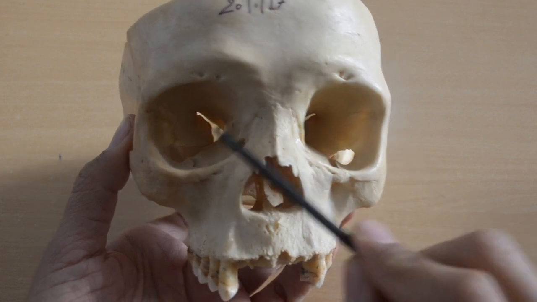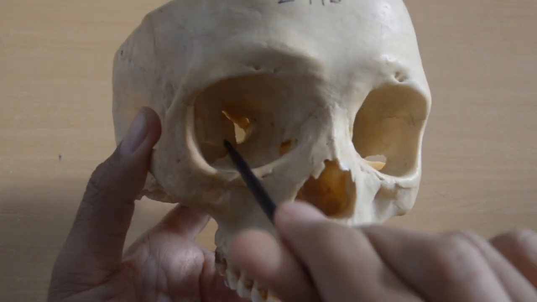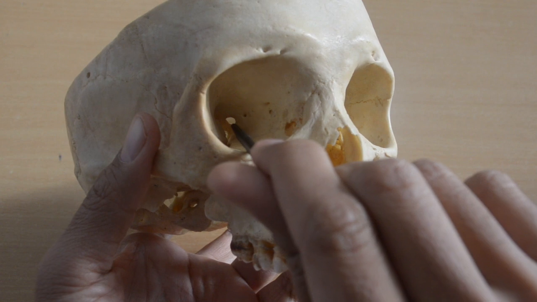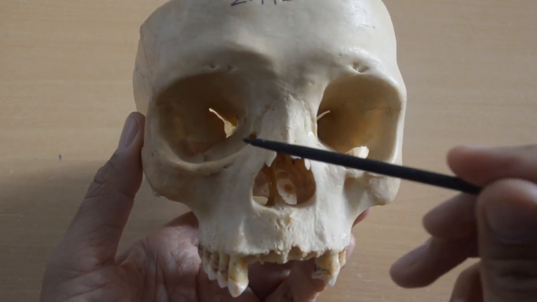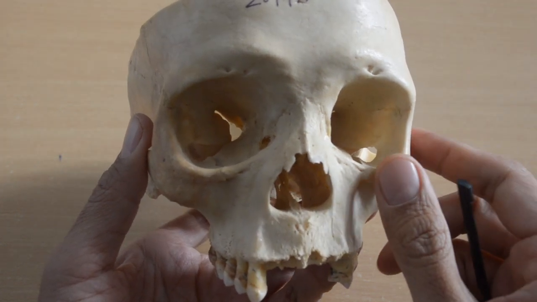Next to it there are the orbits, or bony orbits, and within the orbit you will see the superior and inferior orbital fissures, and in the roof of the orbit there is the optic canal. Now let's see a diagram to understand the structures passing through the superior orbital fissure and optic canal.